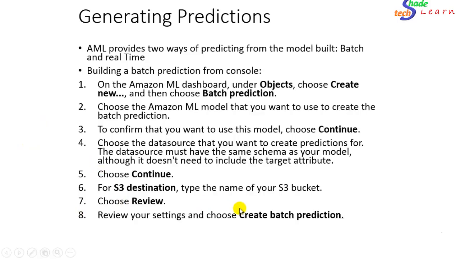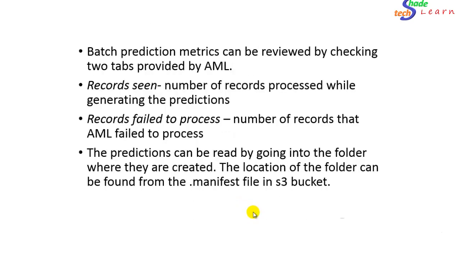Now the predictions are created in an S3 bucket. You can check the predictions created by going into the particular folder. For checking if your batch prediction was correct or not, you can review it by checking two tabs provided by AML. AML gives a tab of records seen, which is the number of records processed while generating the predictions, and records failed to process, which is the number of records that AML failed to process.